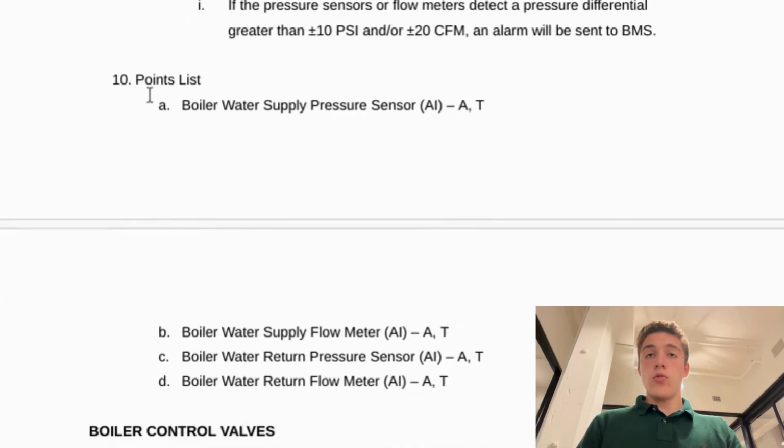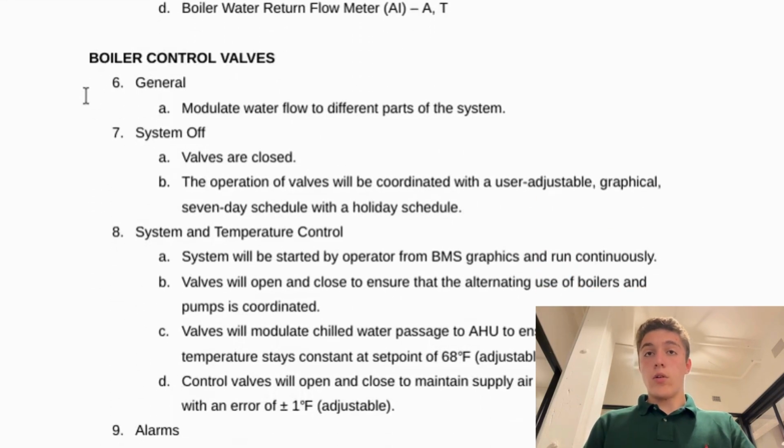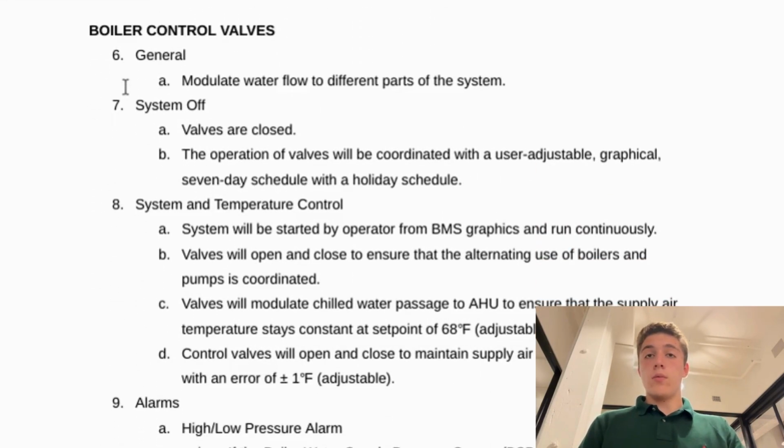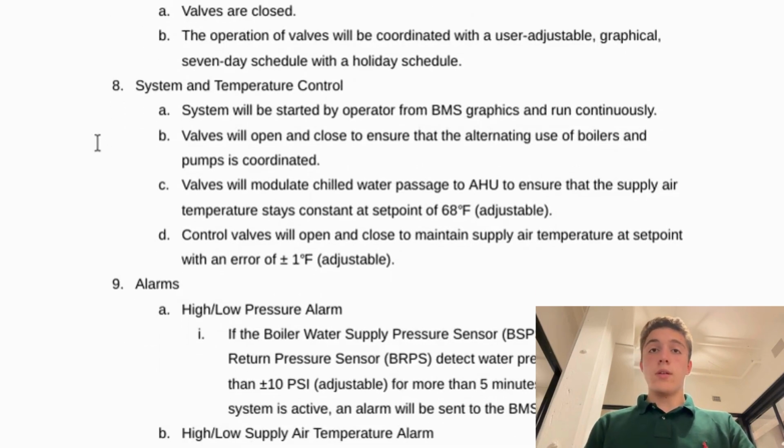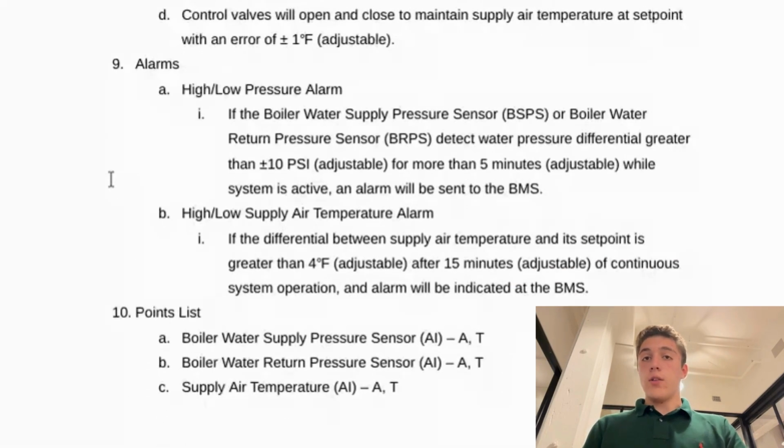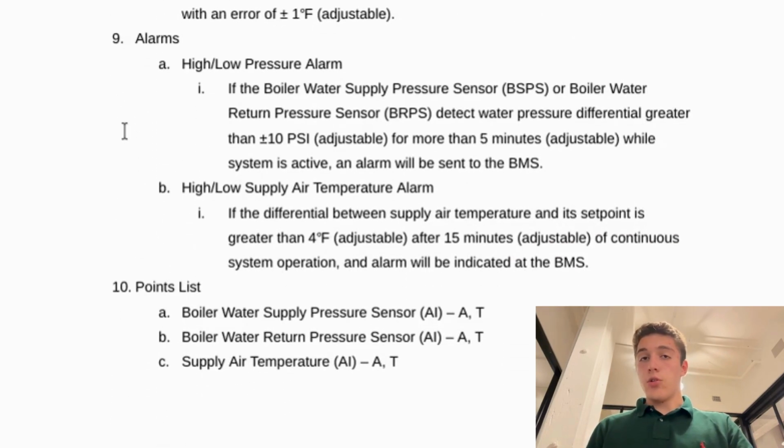Next, we have the boiler control valves. These will modulate water flow with valves closed when the system is off. Again, these will be coordinating different pumps and different boilers. Next, the alarms, high-low pressure, high-low supply air temperature, similar to the chiller.